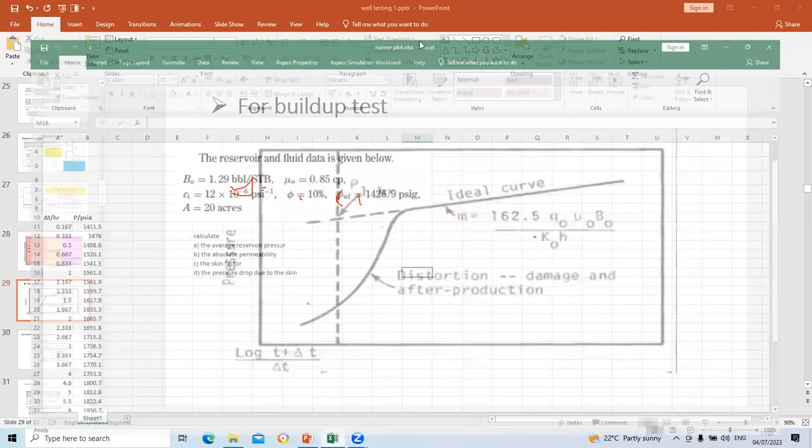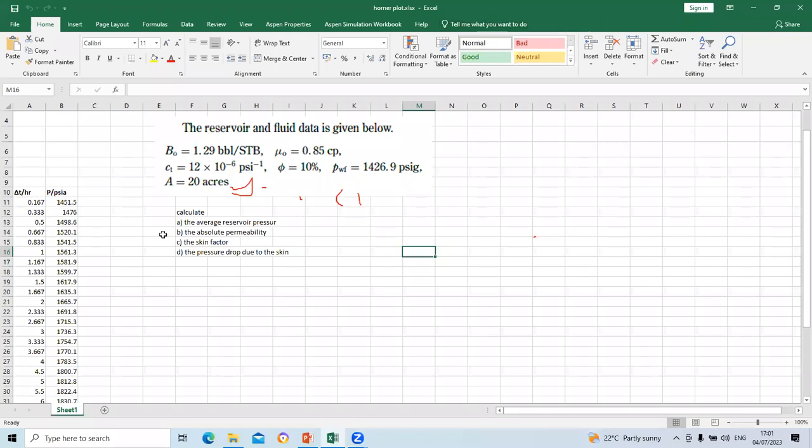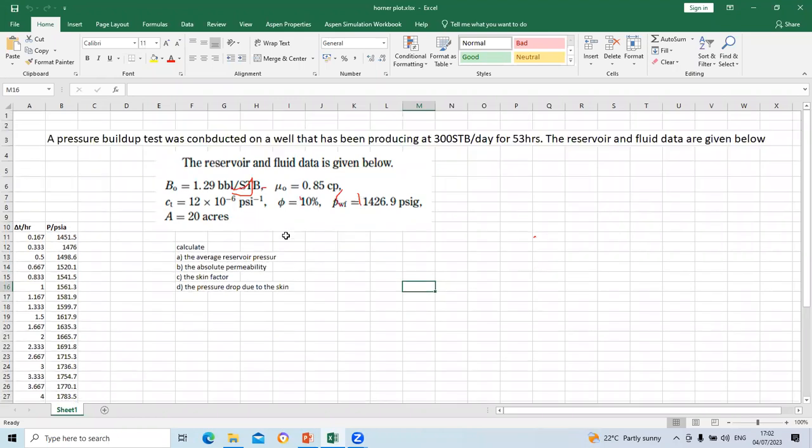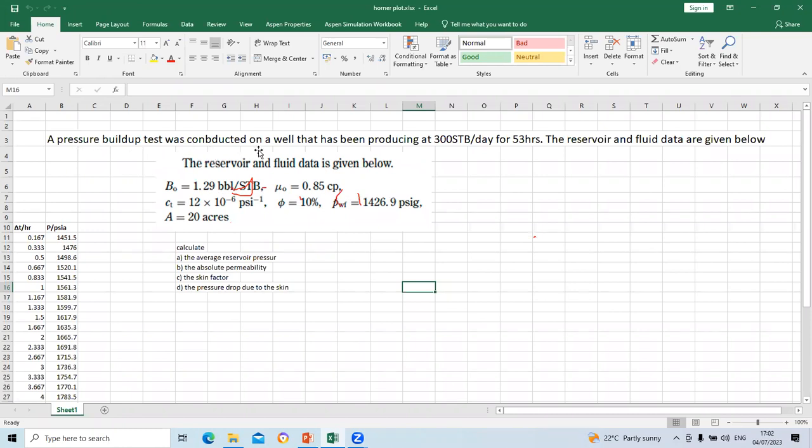Let's go now to our Excel and see how we can apply this. This is our shut-in time, and this is the pressure. So they are taking it at particular periods of shut-in time, at 0.167 and all of that. They start measuring each time. The equipment is already designed in such a way that it measures the pressure at particular time intervals that has been designed. They are telling us that the pressure build-up test was conducted on a well that has been producing at 300 stock tank barrels per day for 53 hours.